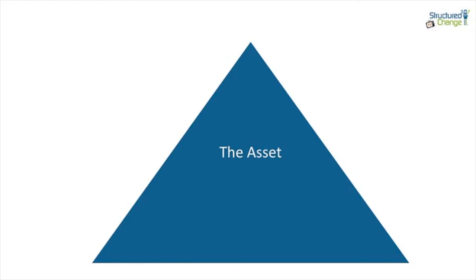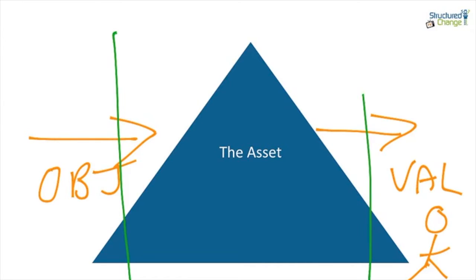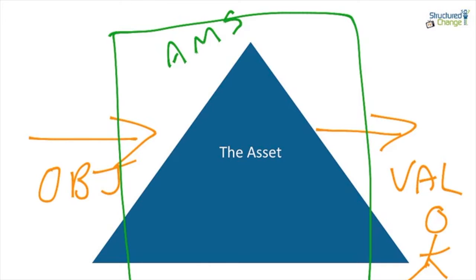So again, we've got an asset, the triangle here representing the asset, and what will happen is we will have demand placed on that asset through objectives as well. So objectives on this side, and then out the other side, we wish to return value to stakeholders. Okay, pretty straightforward. Sitting around the asset and accommodating both the demand and objectives through to the delivery of value is, of course, the asset management system. Pretty straightforward.